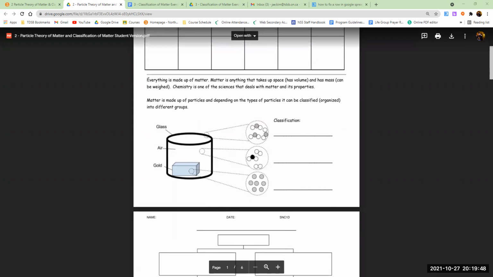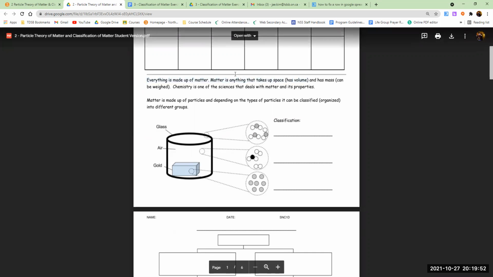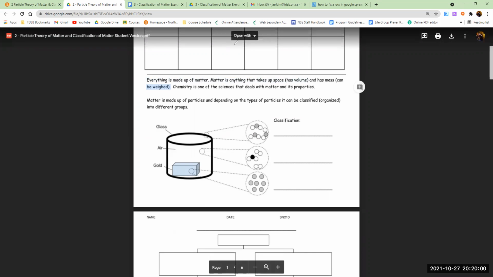So we went, everything is made up of matter. Matter is anything that takes up space and has mass. You might remember me talking about mass and volume when we were doing ecology, of how energy is something you can't hold. Energy doesn't take up space, but we're talking about matter here. There are 3 different ways we can classify matter, and the first one is element.